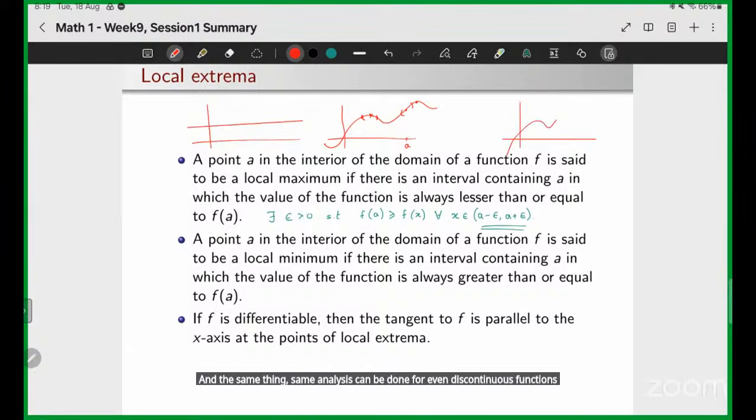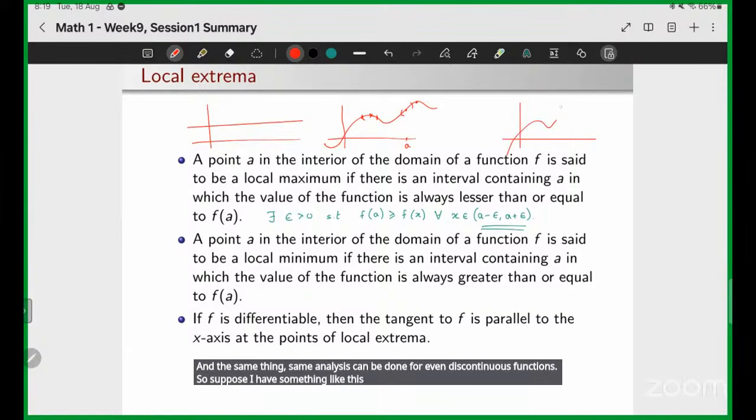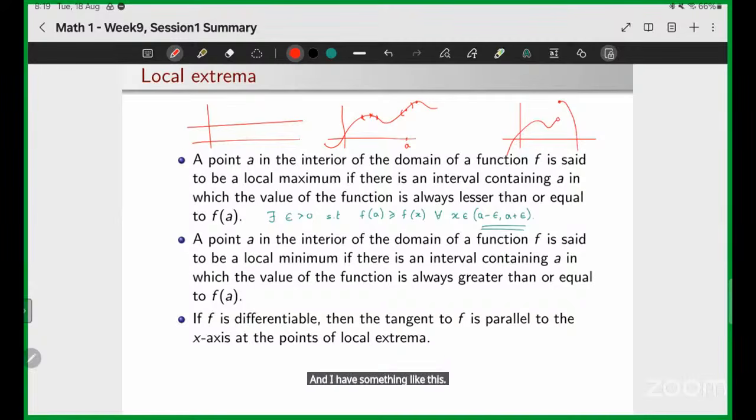So suppose I have something like this, and I have something like this, so this point is not included. And I have something like this. This point is included. So let's say this happens at x is equal to 3. Is x is equal to 3 a local maximum or a local minimum, or is it neither?